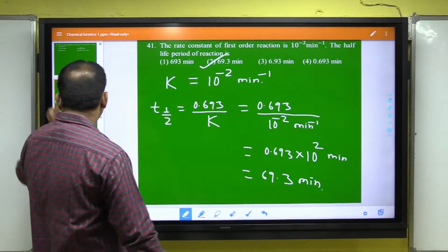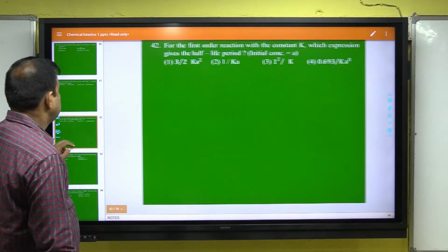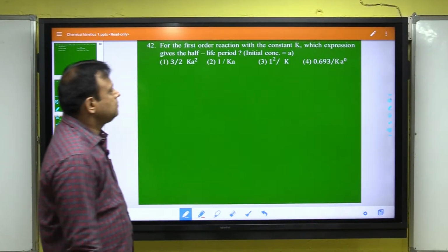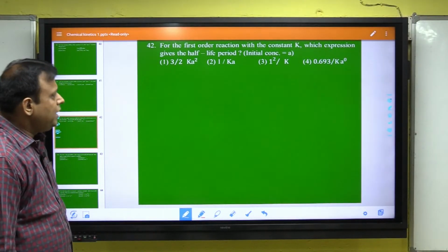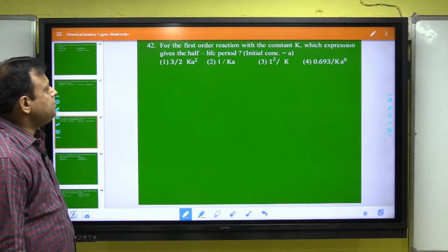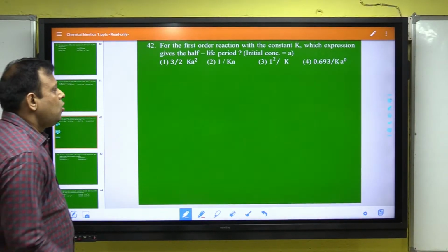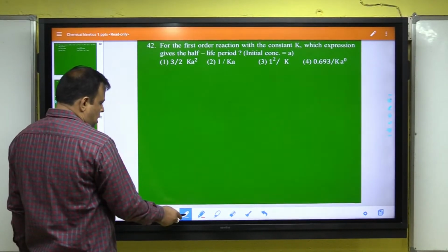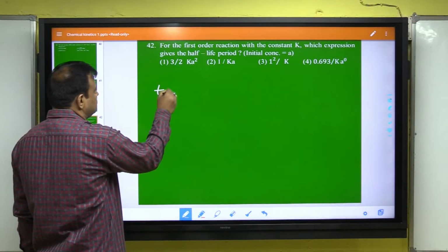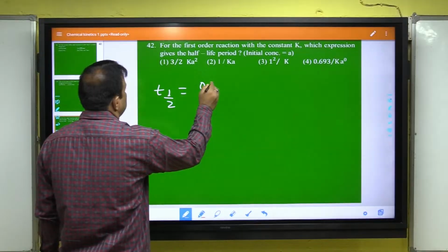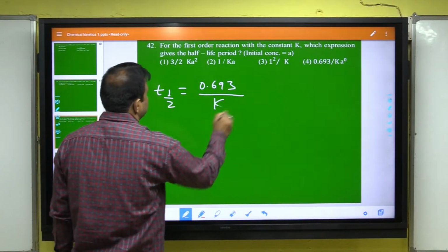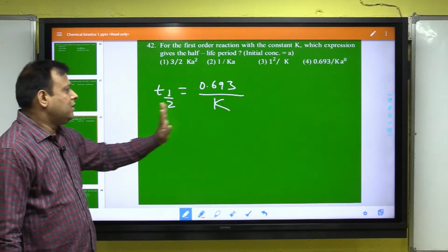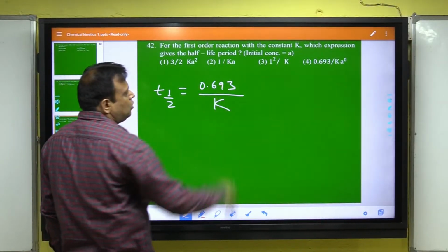Now, question number 42. Look at both. For the first order reaction with the constant K, which expression gives half-life period? Listen, we know that in first order reaction, half-life T half is equal to 0.693 by K. Clear? Then 3 by 2 K squared, not 1 by K, no.